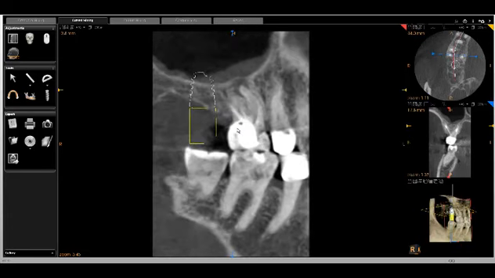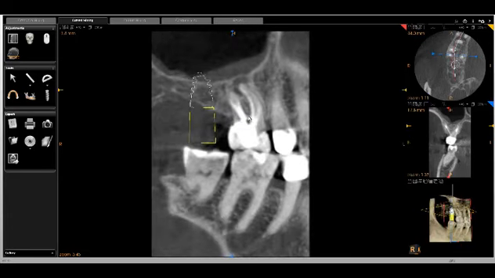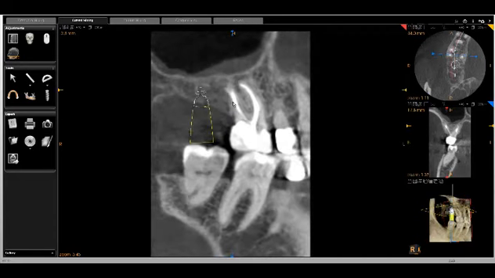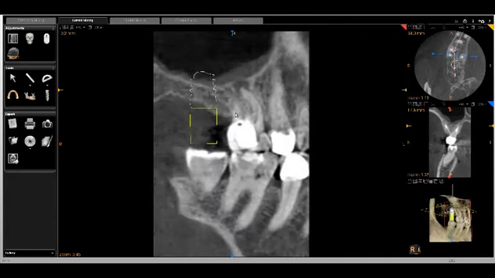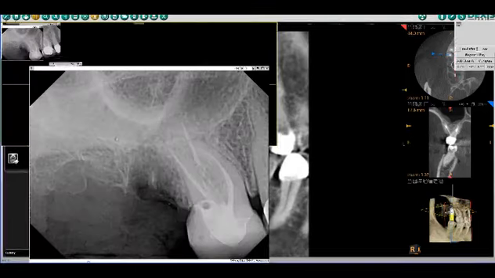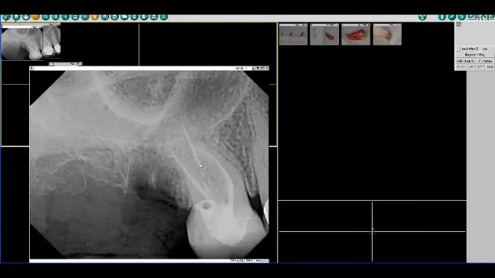But upon examination of the limited field view CT image, we can appreciate the fact that there is a significant radiolucency and some mucosal thickening at the apex of the mesiobuccal area of tooth number 3. And it was interesting because the periapical image that shows up here does not demonstrate any significant radiographic pathology because there's a little bit too much overlap here.